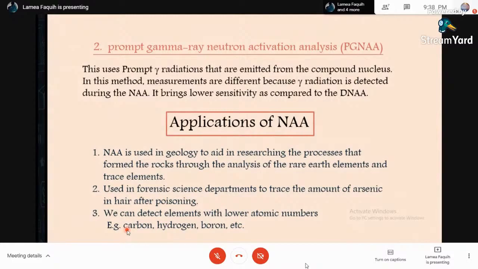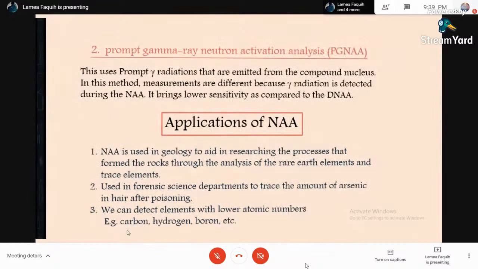Now let us talk about the applications of neutron activation analysis. First off, it is used in geology to understand the age and the elements present in the Earth's crust, even if they are in very trace amounts. Second, we use it in the forensic science department to track the amount of arsenic that can be detected in the hair if a person is poisoned to death. And the very common use of it is to detect the elements with lower atomic numbers, basically carbon, hydrogen, even nitrogen, boron, etc.